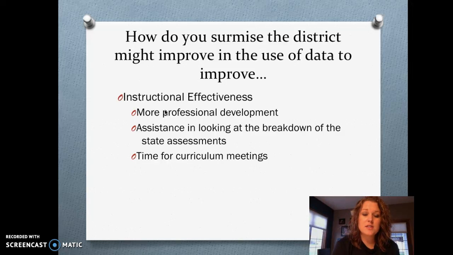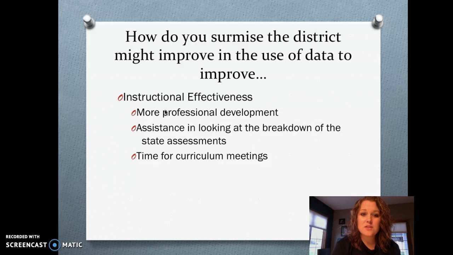We have the ESC come in and they do a professional development at the beginning of the school year where they show us where to find the data from the state assessments, and they show us specific standards. They give us that assistance, but then they leave and we don't really get anything else. So I think more professional development to see how we can improve upon our instruction with those specific standards that our students struggle with. And I think time for curriculum meetings.